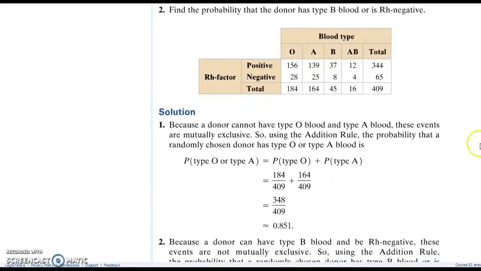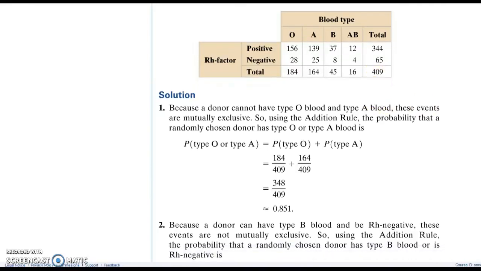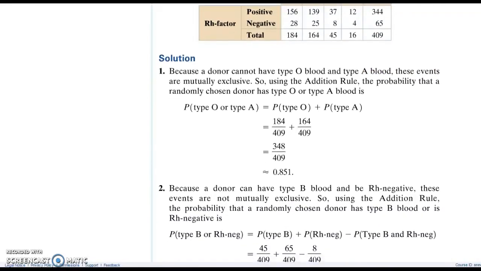Now the second question: find the probability that the donor has type B or is Rh negative. Now you can be both there. So type B blood would be 45 out of the 409. So we're going to add that. Let's see if I can get it to show. There we go. 45 out of the 409. The probability of being Rh negative is 65 out of the 409.